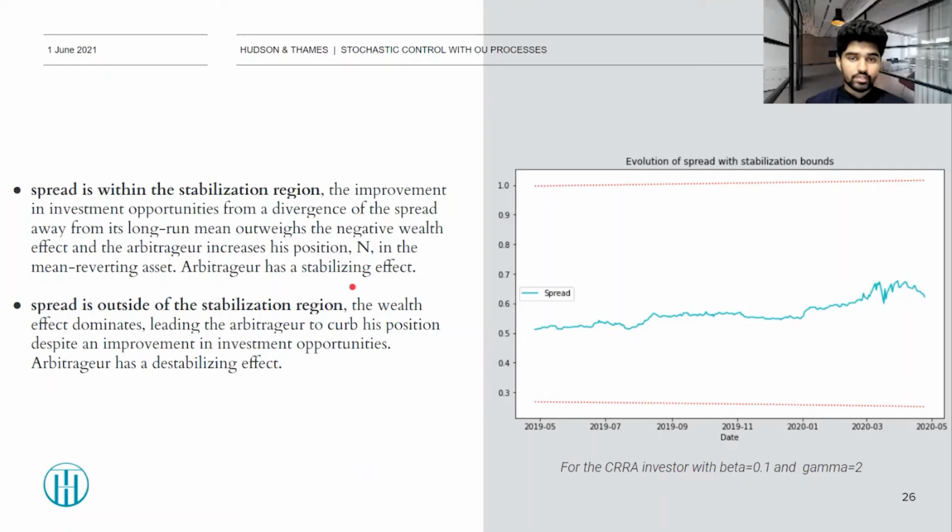The improvement in investment opportunities from a divergence of the spread from its long run mean, that is, if there is a sudden increase in the value of the spread, this increase in the investment opportunity set outweighs any negative wealth effect, and the arbitrageur actually increases the position, increases capital N in the mean reverting asset. This type of trading has a stabilizing effect on the value of the spread. But on the other hand, if the spread is outside the stabilization region, the wealth effect dominates. So this leads the arbitrageur to curb or cut his position despite an improvement in investment opportunities. And in this case, the trading by the arbitrageur actually has a destabilizing effect on the value of the spread.